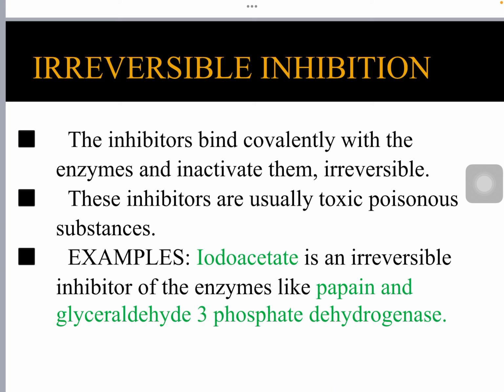Another class of inhibition is called irreversible inhibition. The inhibitors bind covalently with the enzyme and inactivate it irreversibly. These inhibitors are usually toxic, poisonous substances. For example, iodoacetate is an irreversible inhibitor of enzymes like papain and glyceraldehyde 3-phosphate dehydrogenase.